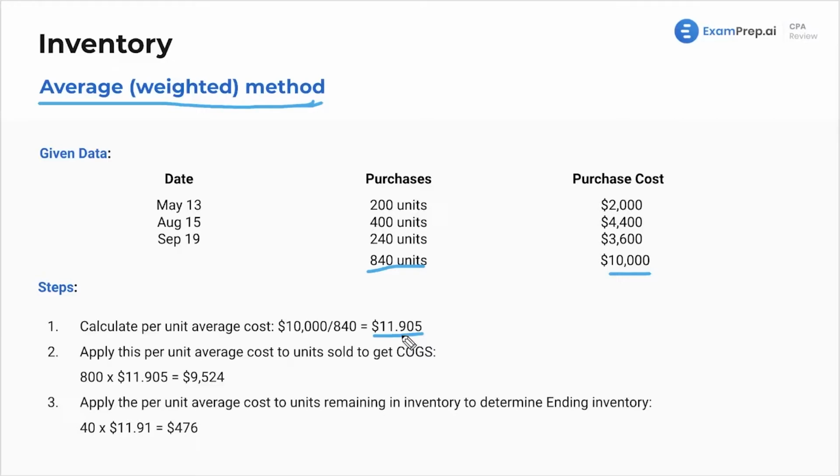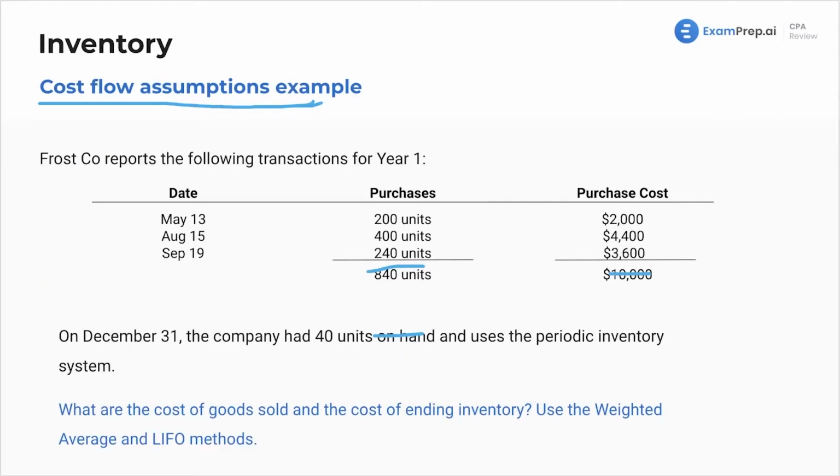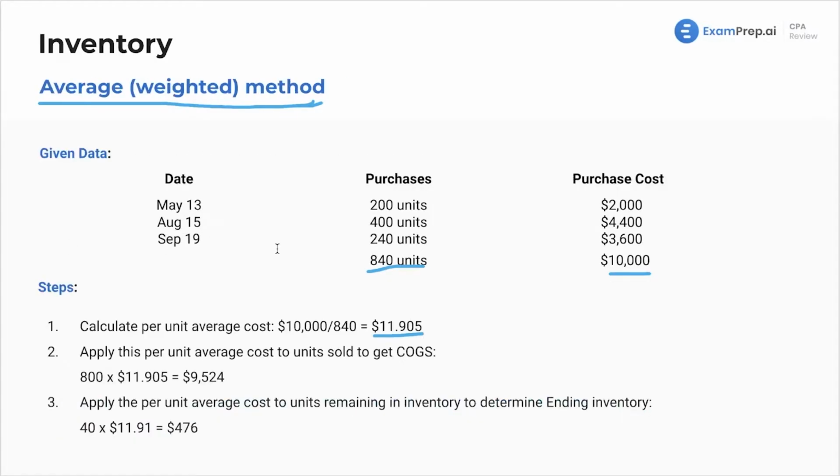We're trying to find cost of goods sold and ending inventory. Well, cost of goods sold, right? How many were sold? We saw previously that we had 40 units on hand. 40 units were left. We had total purchases of 840. That means sales were 800, right? They could tell you how many were sold. They could put transactions in between these purchases and say those were sales, but we just know that there were sales of 800 throughout the year.